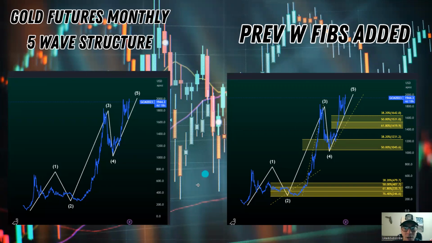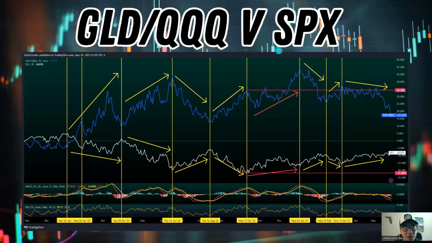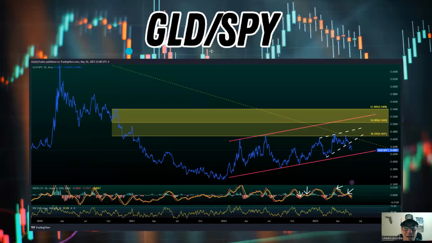If you look at the monthly chart, we do have a nice five-wave structure here. I'll go into what that could possibly lead to. Then we have some really nice ratio charts here. We have GLD divided by tech versus the S&P 500, and you can see these normally trade in a divergence of each other. Then we have the GLD/SPY ratio chart.